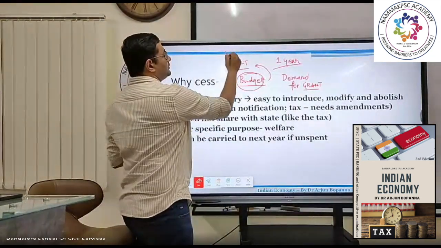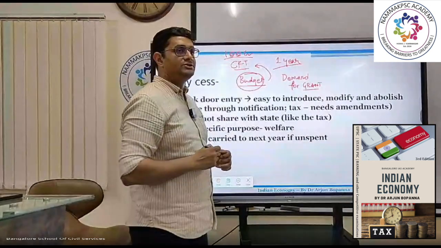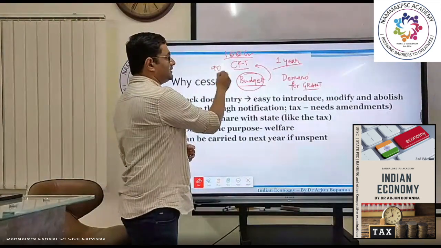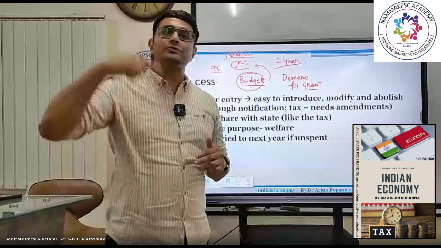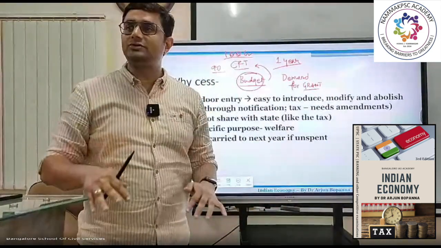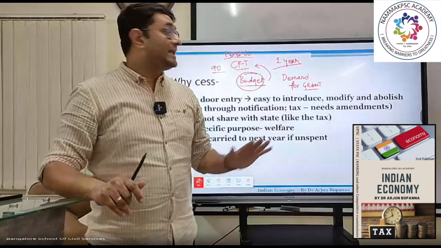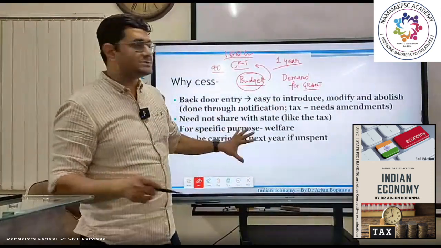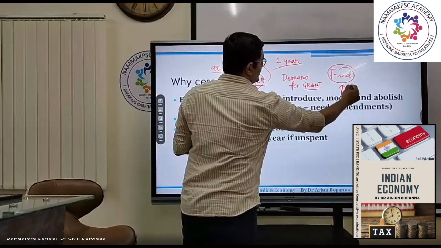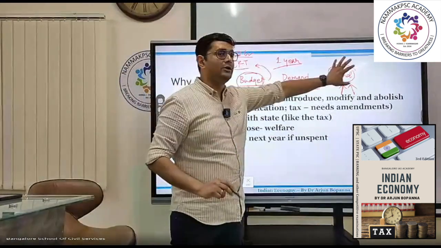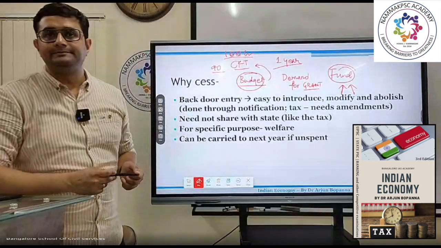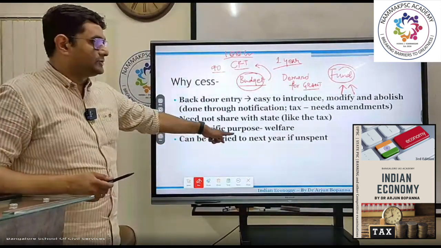Let's say in the budget 100 crore is sanctioned for education. If the government does not spend 100 crore, it spends only 90 crore, the 10 crore balance will not go to the next year. It will go back to the Consolidated Fund of India. Next year, again, it has to get approved. Whereas cess is not like that, because they have created a separate fund where the money is deposited. That fund will not lapse. It will continue until it is required. So it can be carried to the next year unspent.